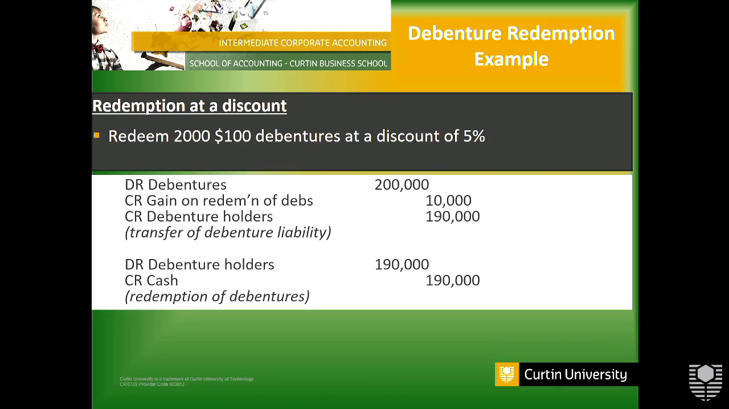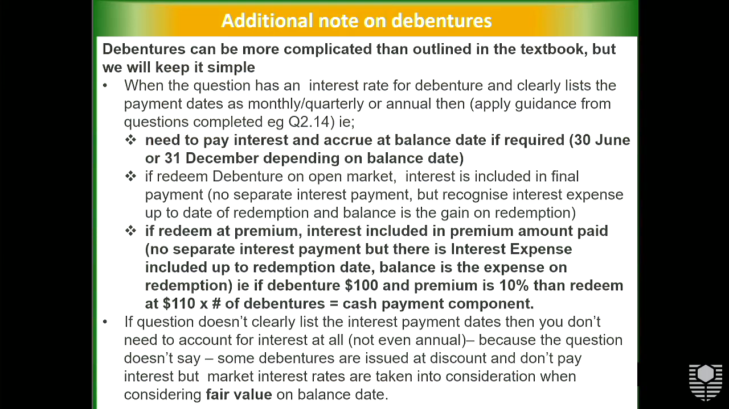Now we've got to bring our debenture holders account back to nil when we pay them. Debit our debenture holders $190,000, credit our cash $190,000. Okay, so I'm going to leave you to read this little note on debentures. You will need to read this because debentures can be far more complicated than what the book talks about, especially to do with the payment of your interest and what you're paying to redeem.